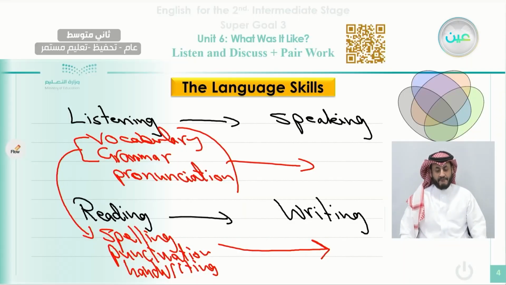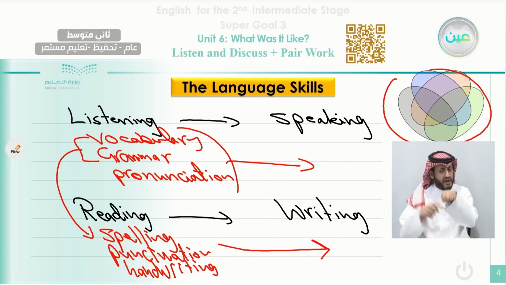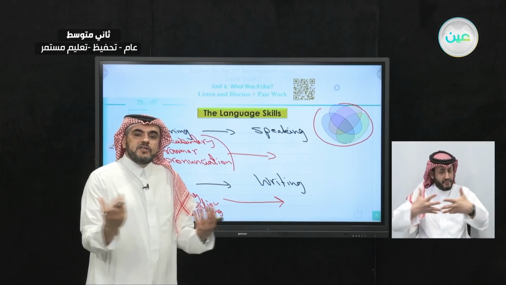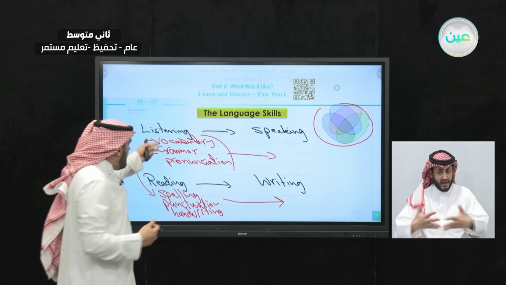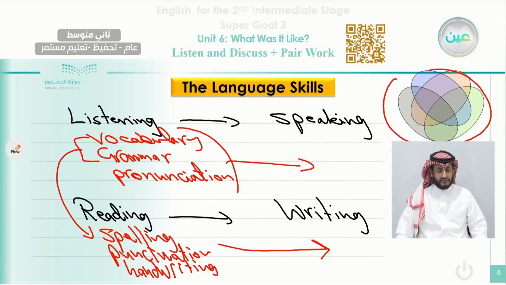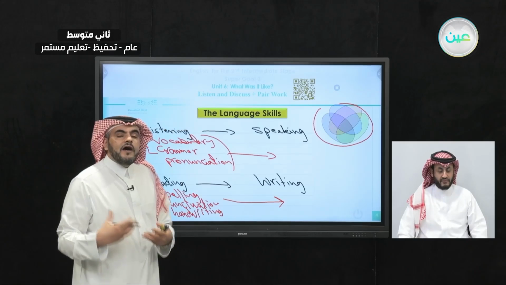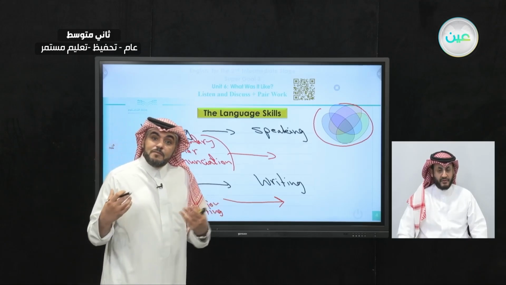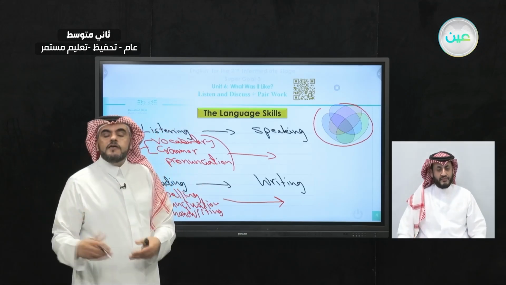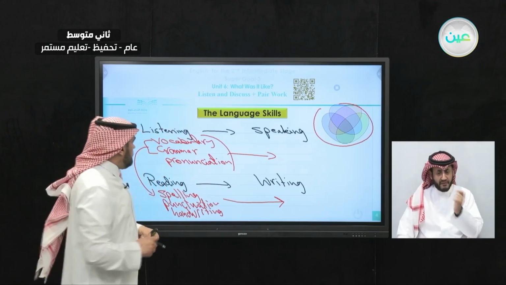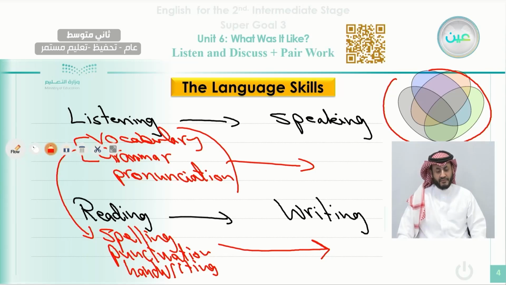Okay, and something very important, this sign here, as you can see here, what does it mean? What does it indicate? This indicates that there is an integration between skills. So that, for example, you notice here, vocabulary and grammar. You can use vocabulary and grammar in all these 4 skills. And you know that vocabulary and grammar are the most important minor skills among these 4 main skills: listening, speaking, reading, and writing.